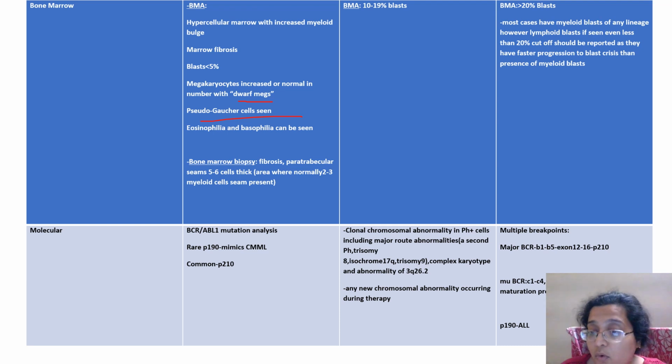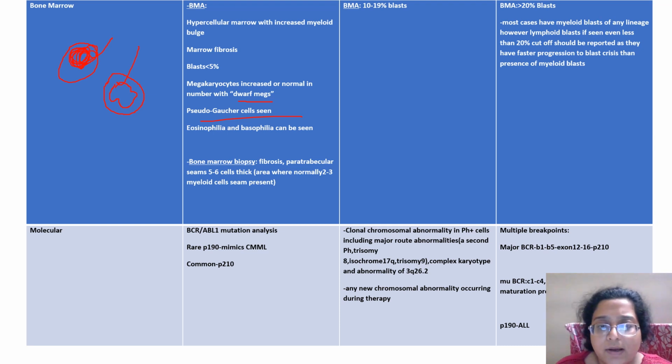Apart from that, you'll get dwarf megs, not micromegs. Dwarf megs have a mature, granular cytoplasm and a lobated but small nucleus. Micromegs are unilobed actually, and mostly what I have seen from my practical experience, they are eccentric but unilobed, not this kind. And this is a feature of MDS. This is a feature of CML.